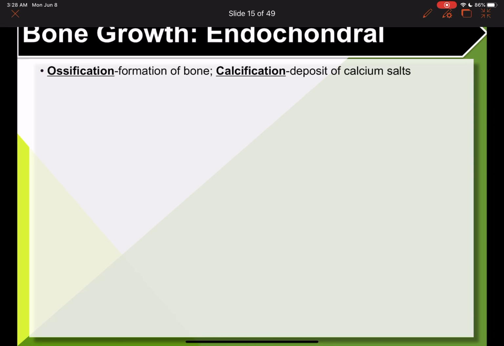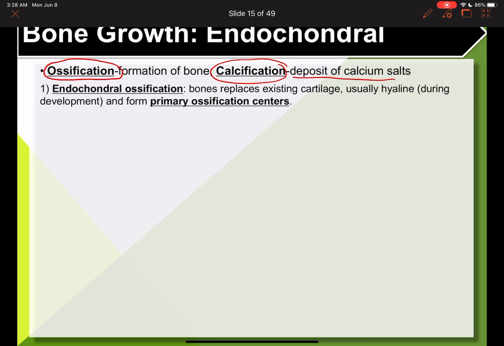How are bones formed? Bone formation, like we were saying, is termed ossification. Calcification is the deposit of calcium salts to form bone tissue. So calcification is what's required to happen for ossification to happen. There are actually two different processes of ossification. One is for formation of long bones and the other is formation of flat bones.